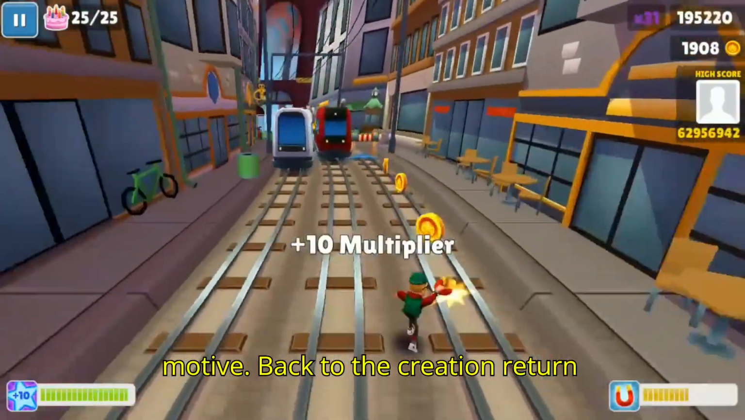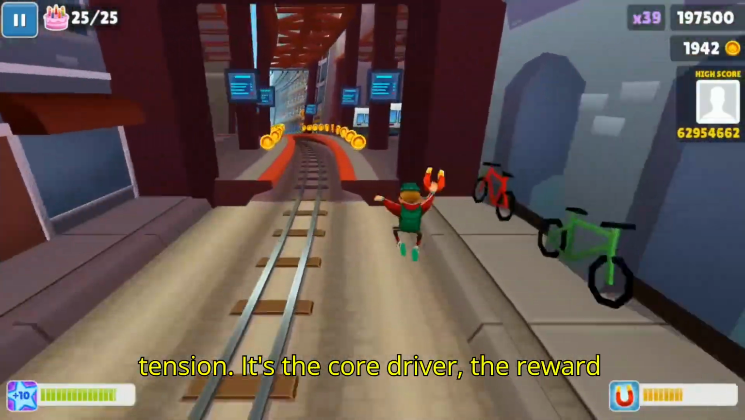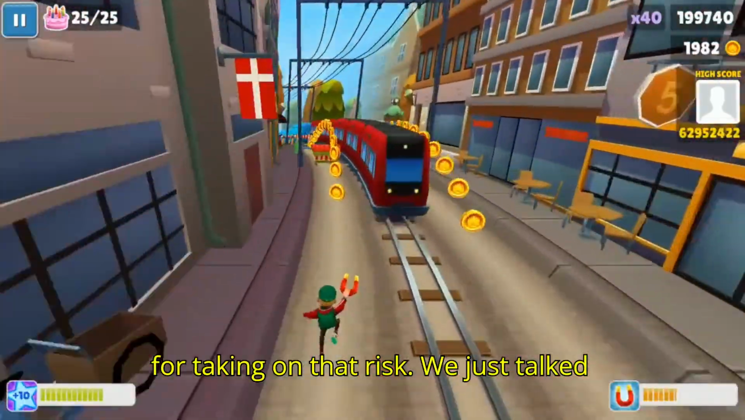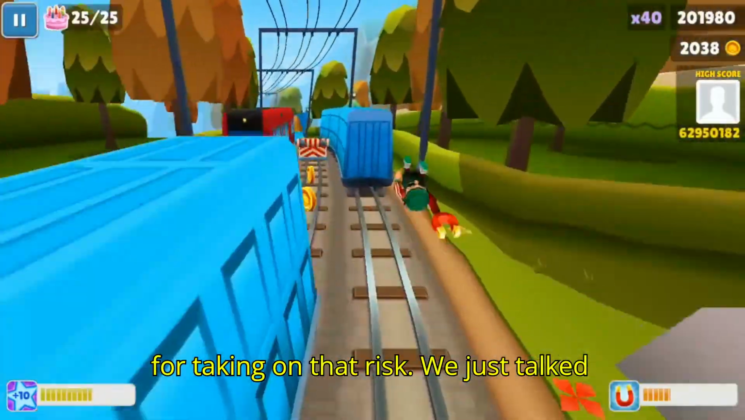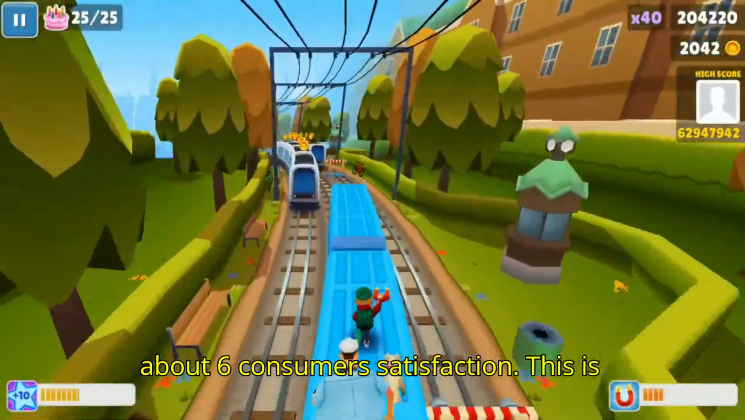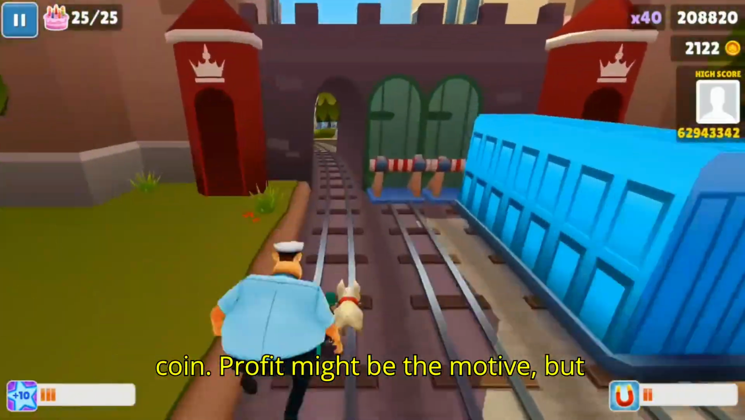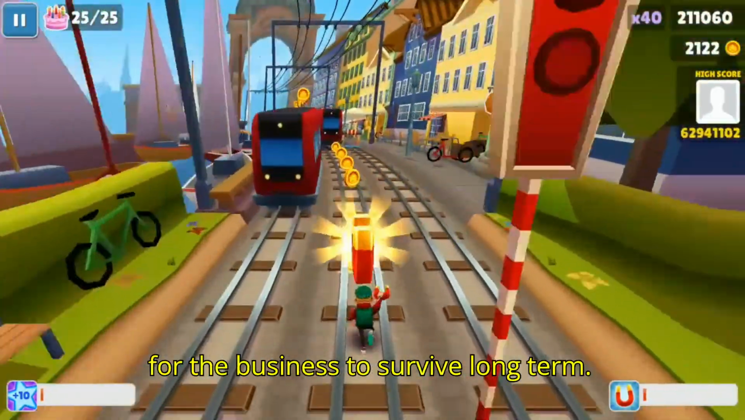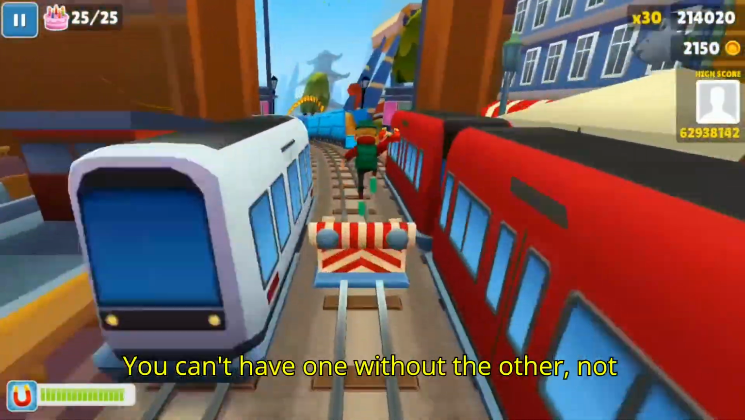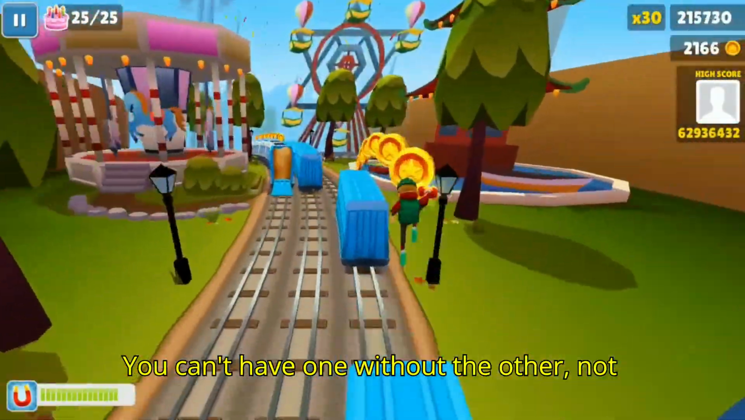Fifth, profit motive. Back to the creation-return tension. It's the core driver, the reward for taking on that risk we just talked about. Sixth, consumers' satisfaction. This is the other side of that creation-return coin. Profit might be the motive, but satisfying customer wants is essential for the business to survive long-term. You can't have one without the other, not sustainably anyway.